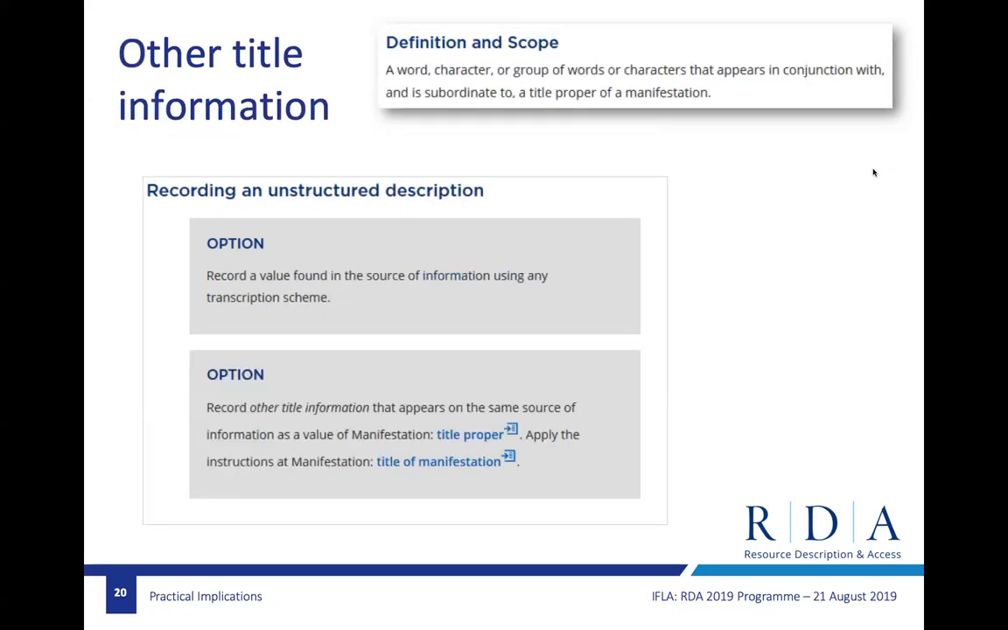I also have other title information, a word, character, or group of words or characters that appear in conjunction with and subordinate to a title proper of a manifestation. Again, this is unstructured description, and I can record a value found in the source of information using any transcription scheme. I'm using normalized. And I'll record it if it appears on the same source of information as the title proper and apply those same instructions at title of manifestation. I don't have to look that up because I just saw it. So the result is why libraries matter more than ever in the age of Google.